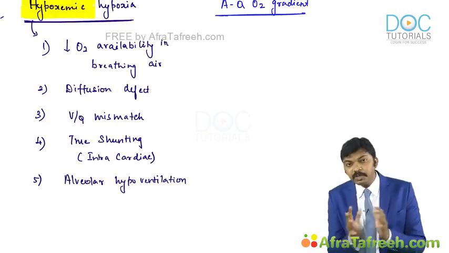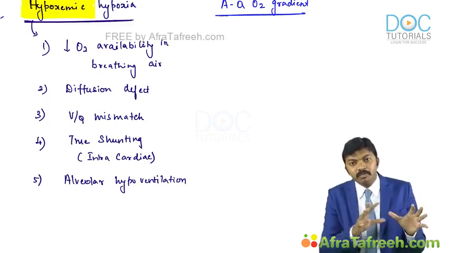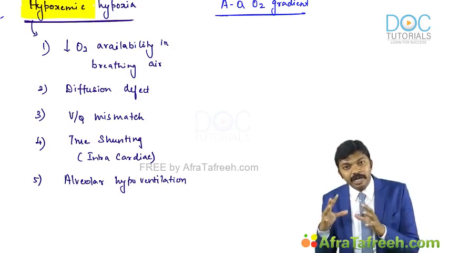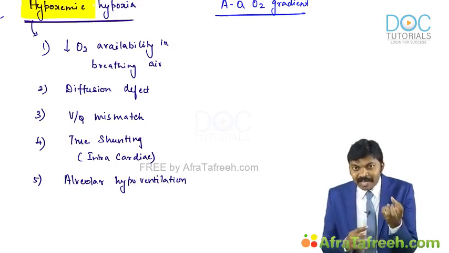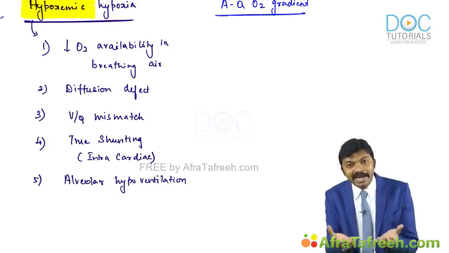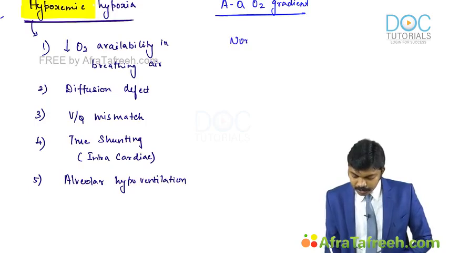But the diffusion is going to happen at a very normal level. Whatever comes to alveolus will have a normal diffusion into pulmonary capillary. This makes the gradient stay normal. Alveolus itself will have less oxygen. That less oxygen comes to blood vessels, so the gradient remains normal. So alveolar arterial gradient remains normal.